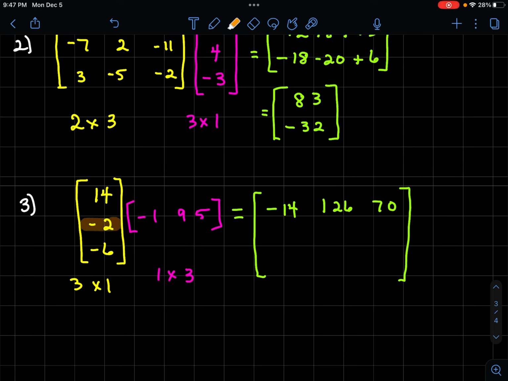So then our row number here, negative 2 times negative 1, that will be the middle left number in our matrix. Negative 2 times negative 1 gives us 2. We will continue with doing negative 2 times 9 gives us negative 18. Then negative 2 times 5 gives us negative 10. Move on to the third and final row. Negative 6 times negative 1 gives us 6. And then negative 54. And then finally, negative 30. So we took two smaller matrices, multiplied them together, and their product ends up being a much bigger matrix. Here we got a 3 by 3.